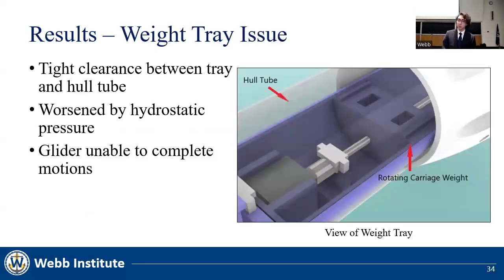The weight tray was not able to rotate due to the tight clearance between it and the hull tube. Here you can see the cylindrical tray fits snug within the hull tube and requires more torque than the motor can produce, even more than it can produce in the water. Because of this, the physical testing could not be completed for the rolling tests.